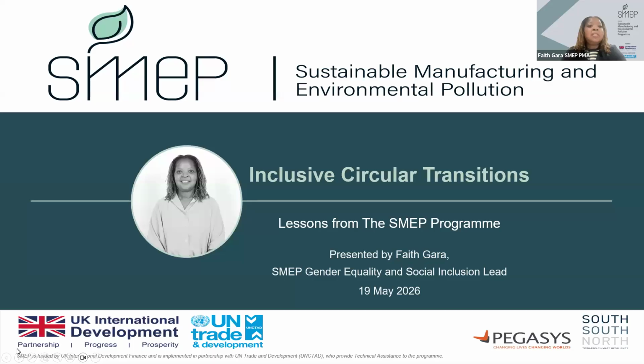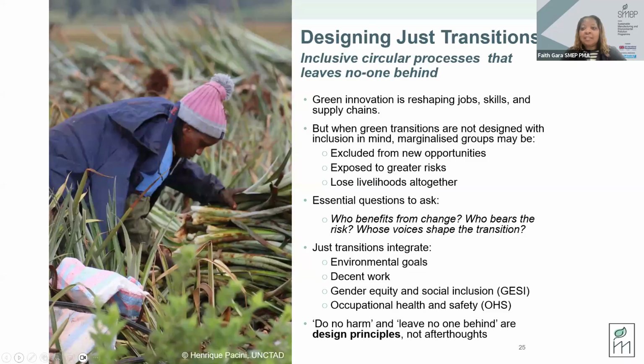As manufacturing shifts towards greener production, we see rapid innovation, new materials, processes, and business models. But these transitions also shape jobs, skills, risks, and power in ways that are not neutral and that often affect women, youth, and informal workers. As IPEC just highlighted in the previous presentation, marginalized groups risk. I'm sorry, please move to the next slide.